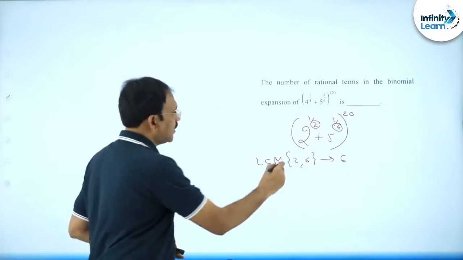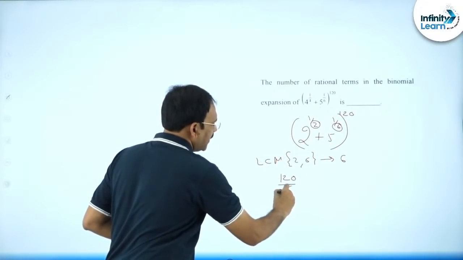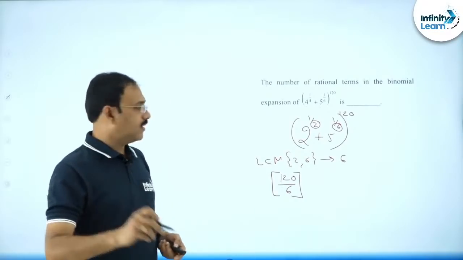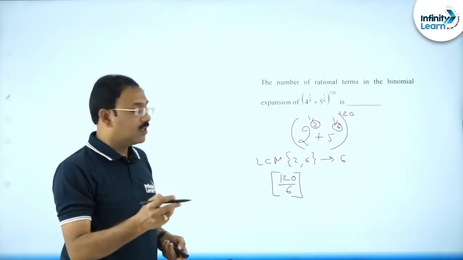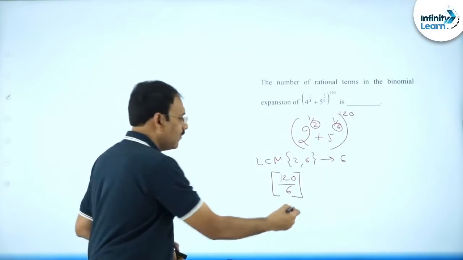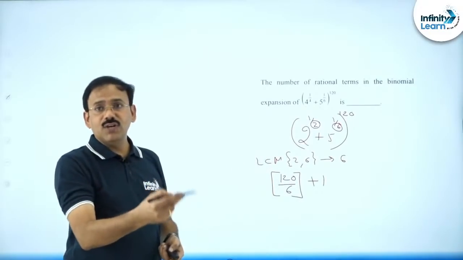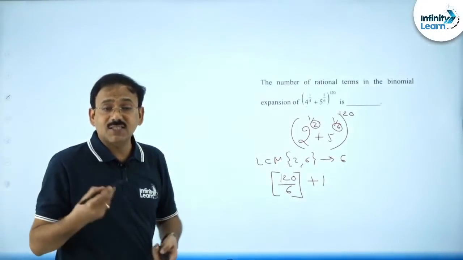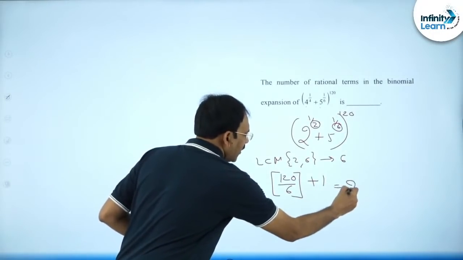Now the shortcut is, 120 is the power, 120 by 6 with step. Then if either of these two or that 6 or both divide 120, we write plus 1. Suppose neither of these two divides 120, you need not write plus 1. This is the standard shortcut in any topic. You see, this is going to be 21.